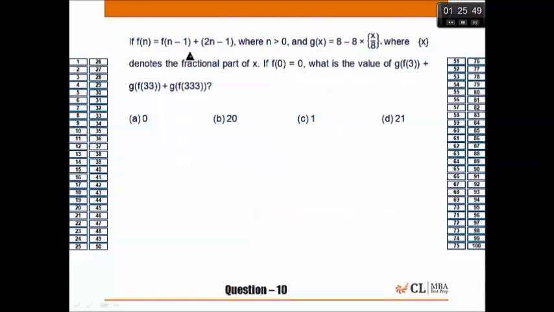Okay, what is this? Oh, there is a relation between f of n minus 1 and f of n, then g of x equal to 8 minus 8 to... can I put a value? So then I need to find out f of 0 equal to 0, then probably I'll get f of 1, f of 2, f of 3, and I'll get this, but then this. Okay, I'll come back to this later.